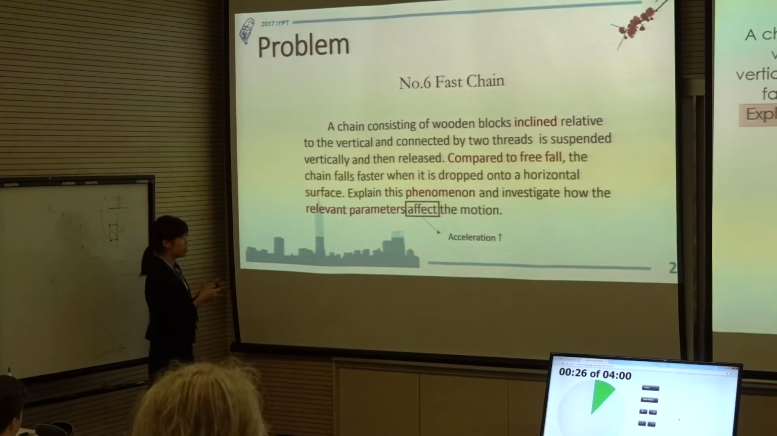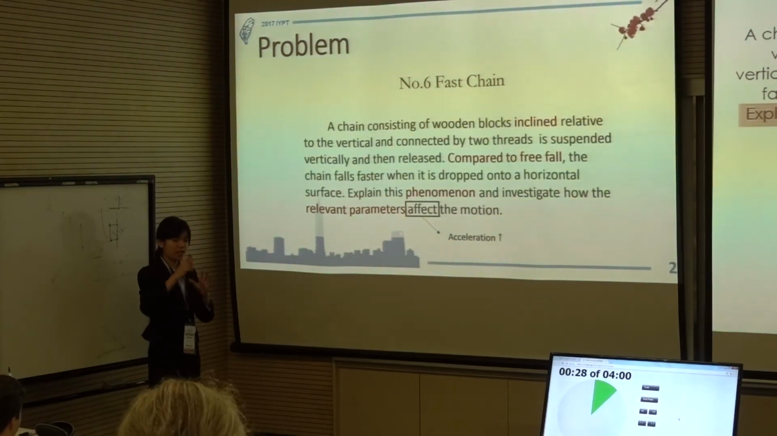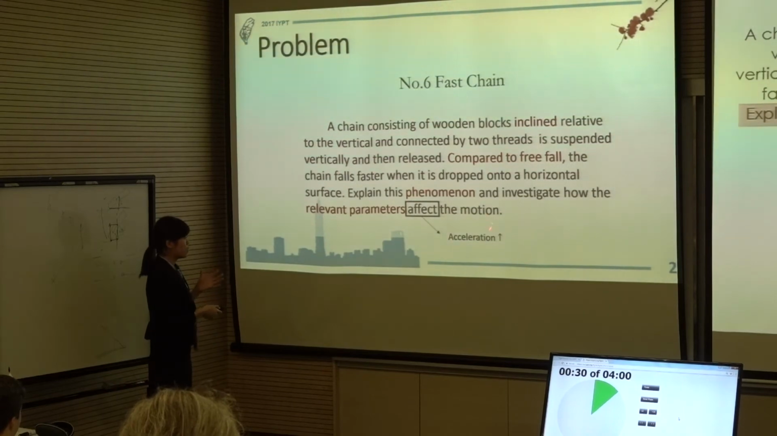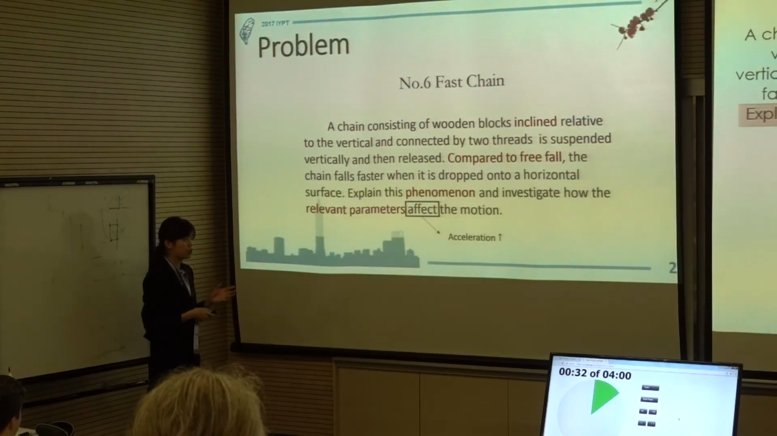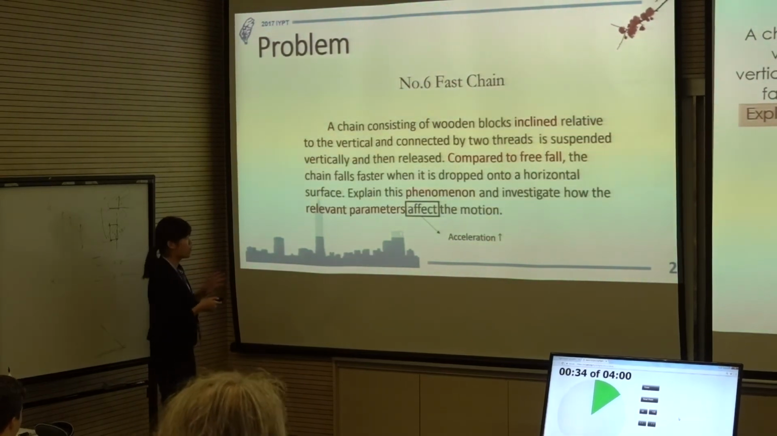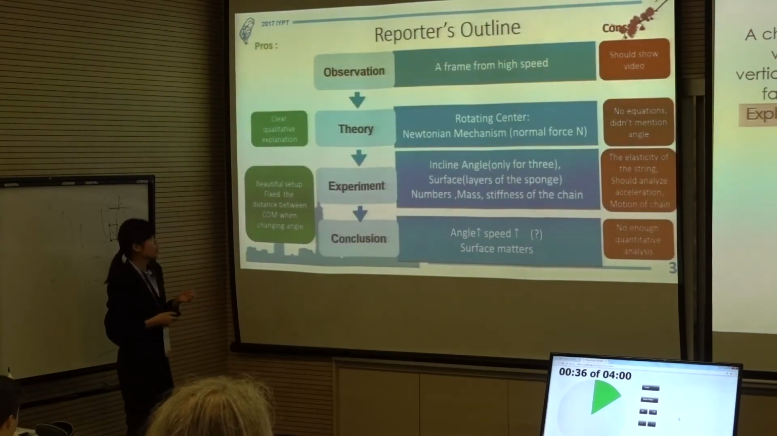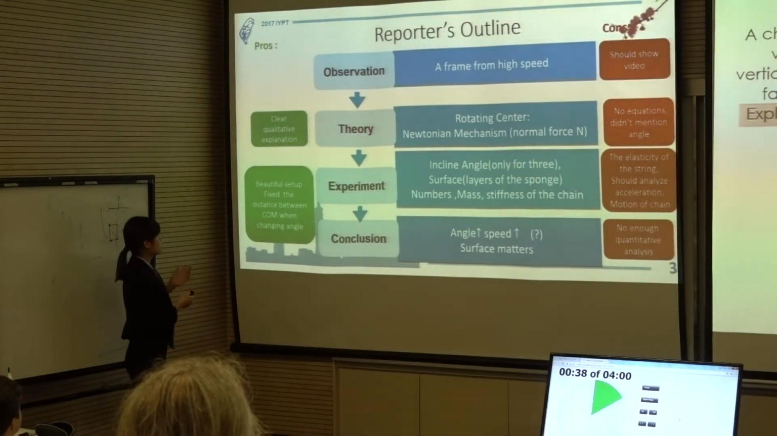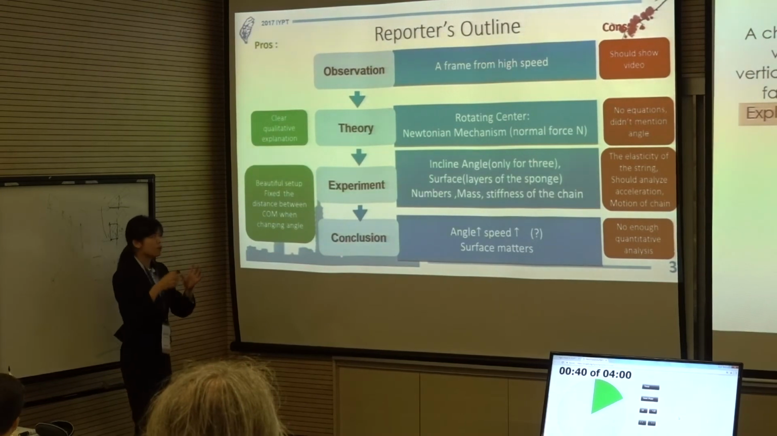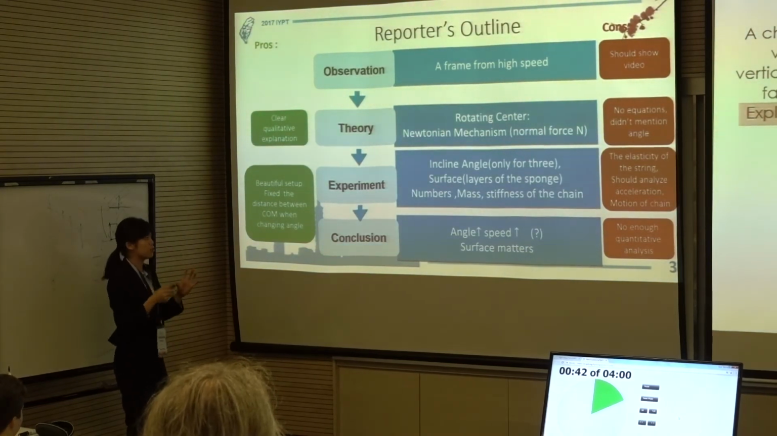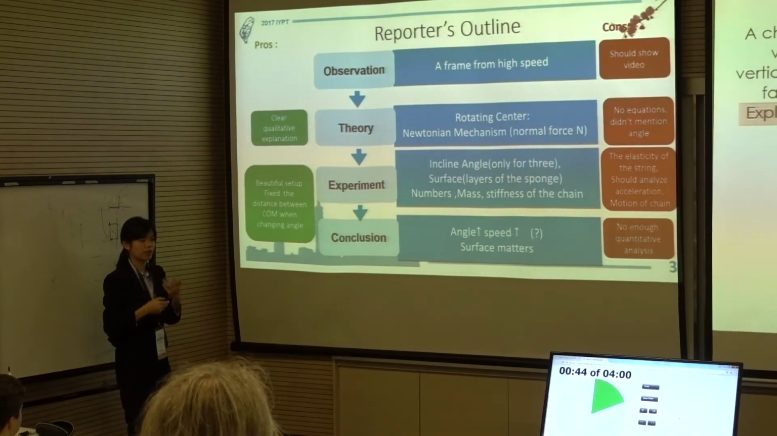So simply we can know that when the chain has an incline angle, the acceleration of the chain will go up, so it will fall faster than free fall. So this is the outline for the reporter. First, he shows an observation graph comparing the chain's fall with free fall, and we think he should show the video so we can clearly see it.